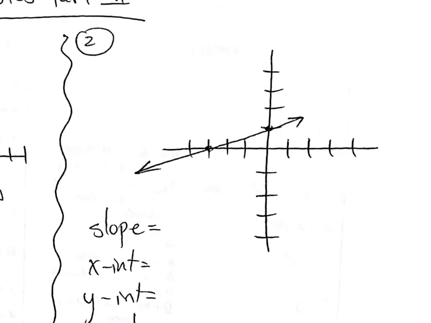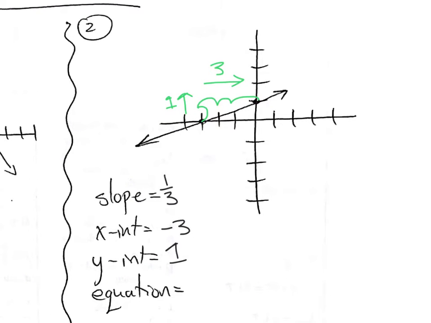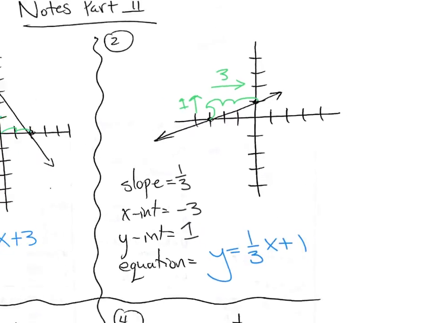So number 2, same thing. For slope, we do rise over run between 2 points. So we'd go up 1 and then right 3. So rise over run is a +1/3. Our x-intercept is back here at -3, and our y-intercept is up at 1. So using slope-intercept form, we could say y equals 1/3 x plus 1. Voila.